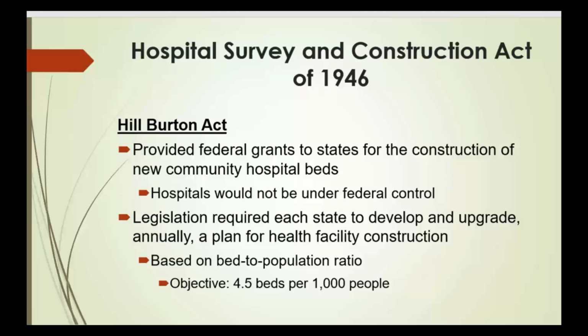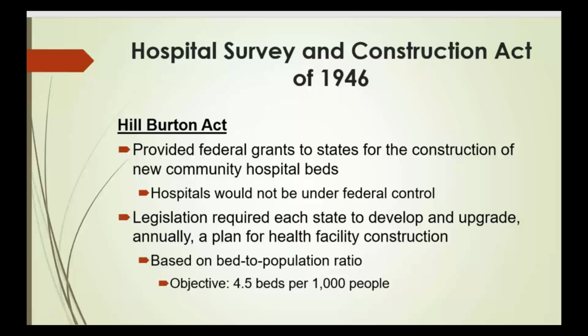Also, the creation of Medicare and Medicaid programs in 1965 had a very significant impact on the increase in the number of hospital beds and the utilization, as government-funded health insurance became available to a large number of elderly and poor Americans. So what this act did, it was based on a bed to population ratio. So the objective was 4.5 beds per 1,000 people.